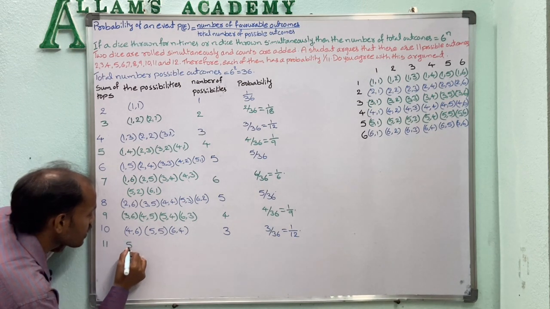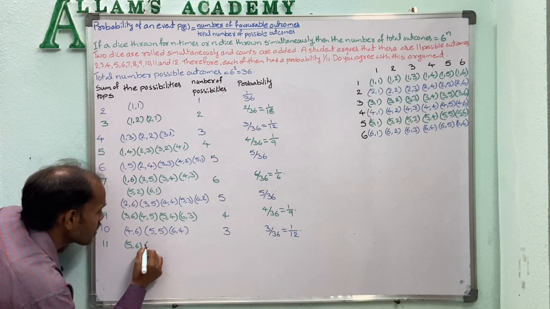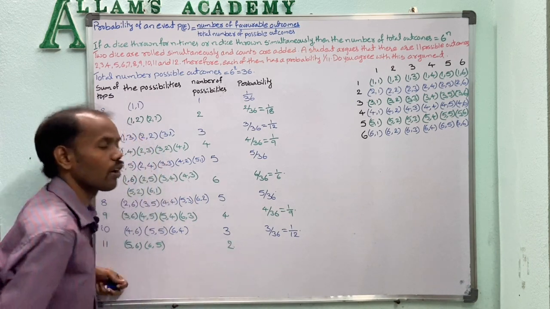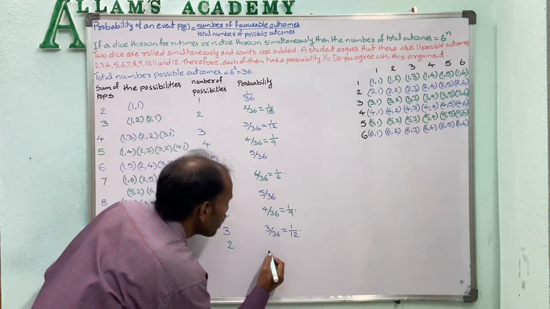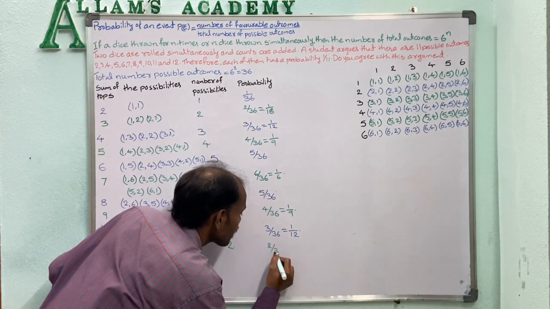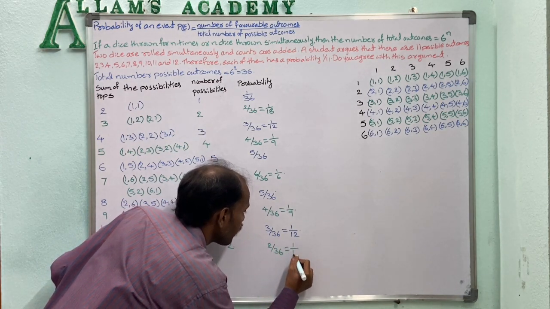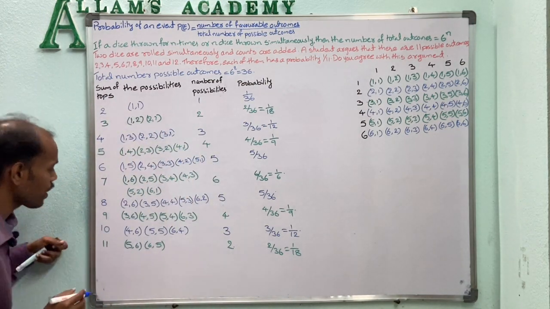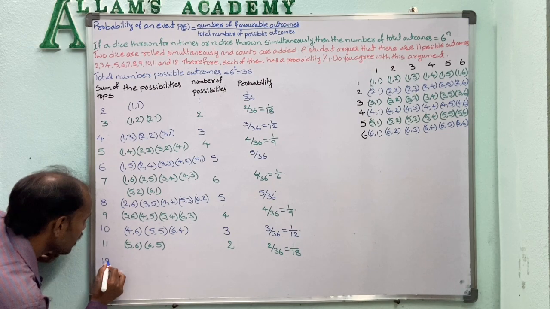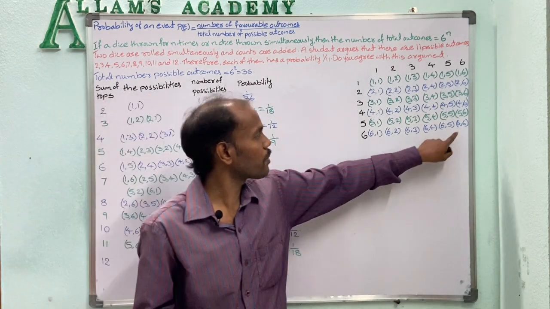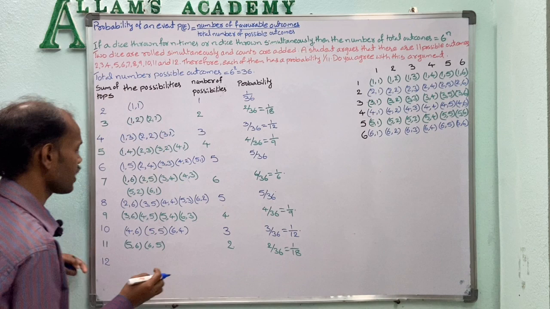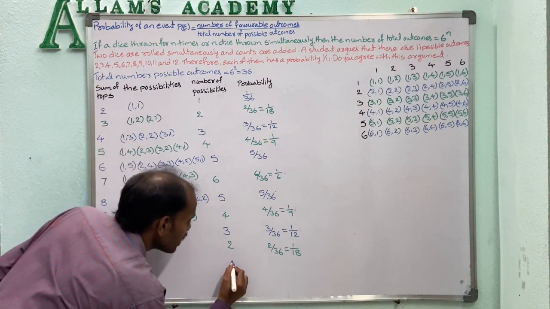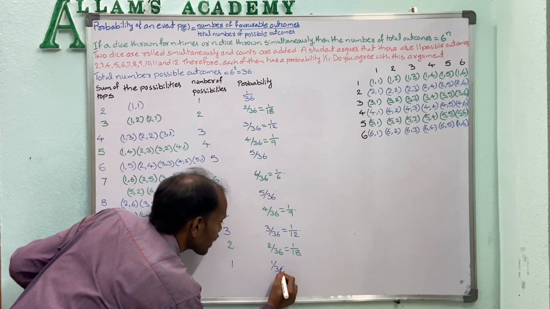So 5, 6 and 6, 5, they are 2 times. So the favorable outcomes are 2. So its probability is 2 by 36, that is nothing but 1 by 18. Okay, now sum of the tops is 12. Then the possibility is 6, 6, one time only there. So the probability is 1 by 36.